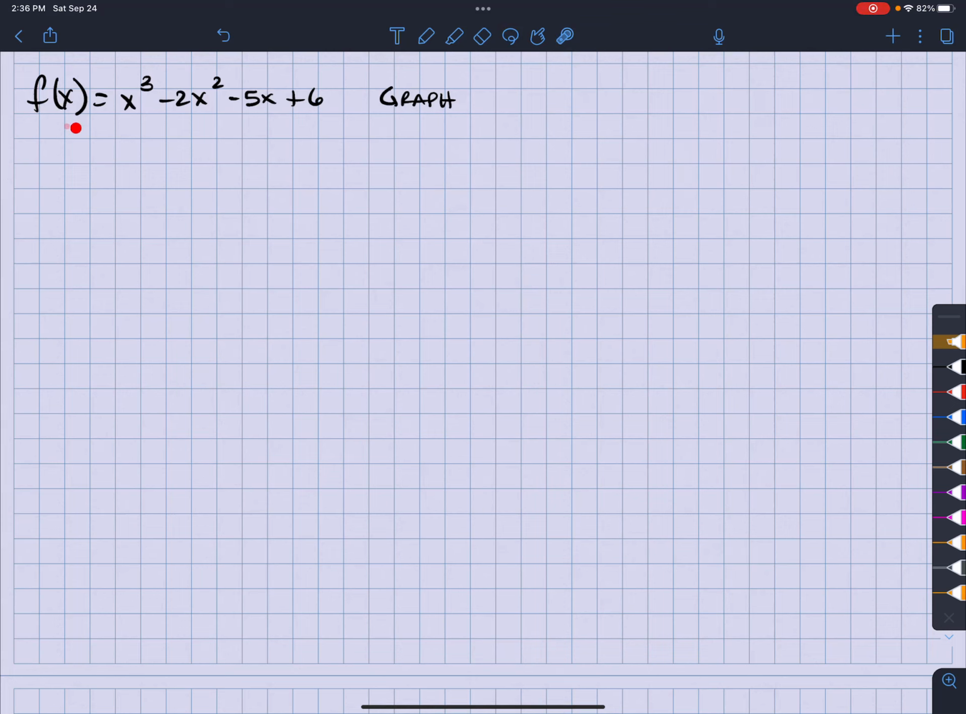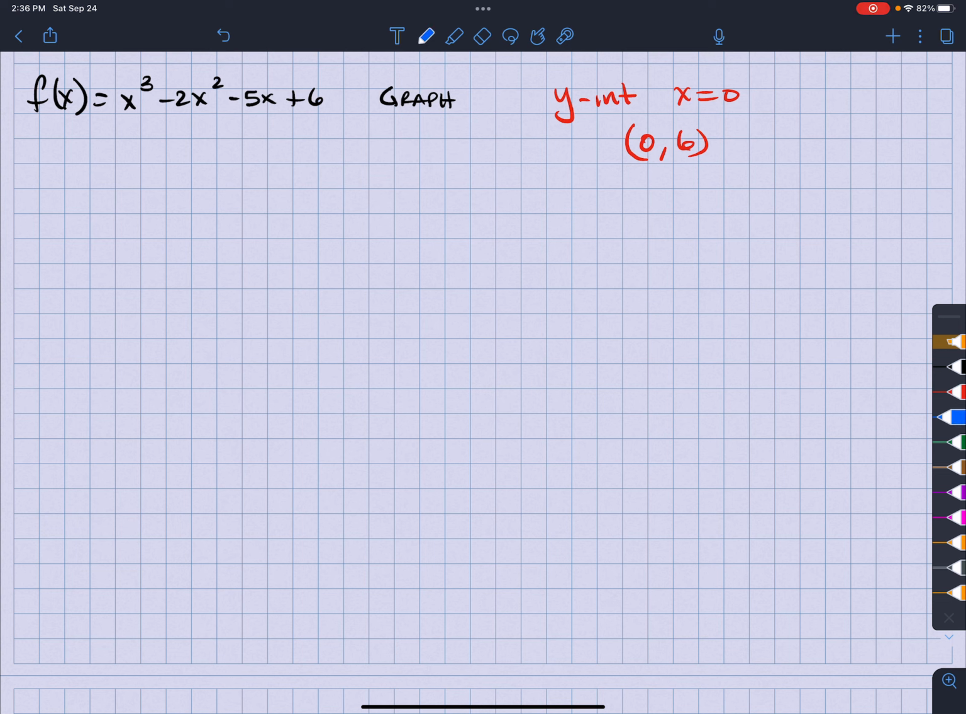All right, so I need to graph this polynomial function. It'll be helpful if I can find the y-intercept, right? The y-intercept is when x is equal to 0. So if I plug in 0 here, here, and here, these are all going to turn to 0. So what I'll know is that I have a y-intercept at (0, 6). The y value is going to come out to be 6. So my y-intercept is 6.